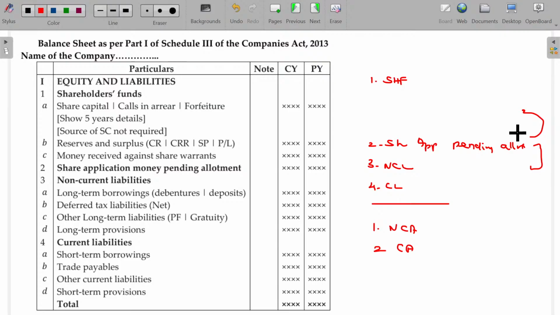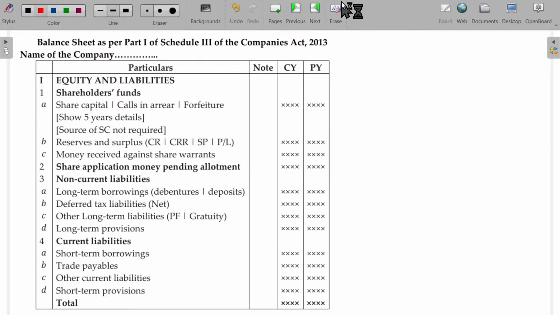Okay, 1 is shareholders' funds and 3 will be the non-current liabilities. In between, we have the share application money pending allotment. Now let me try to finish off each and every aspect slowly. Okay, in shareholders' funds, we have three items. One is all about share capital, another one is reserves and surplus.